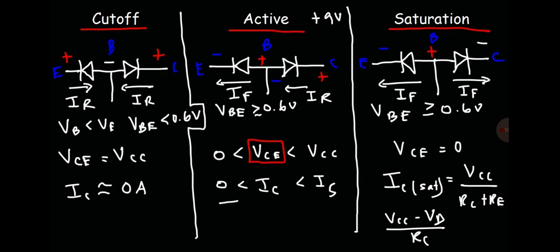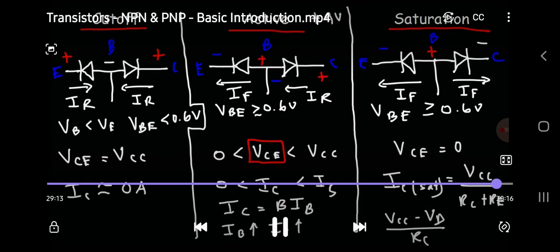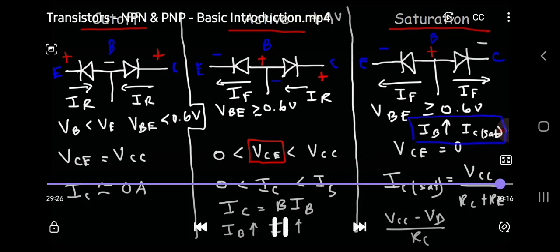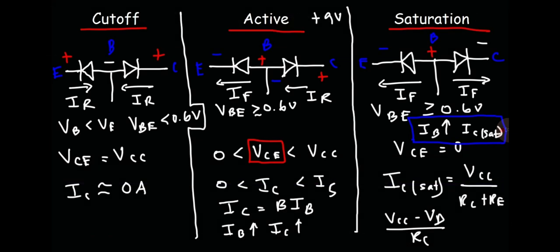Now, in the active region, IC can be calculated by using this formula, beta times IB. This means that as the base current increases, IC will increase proportionally. In the saturation region, if you increase the base current, IC will not change. It'll be at its maximum value. So that's how you know if you're in the saturation region. If you're increasing the base current by decreasing RB, and if you realize that IC is not going up, then the transistor is operating in the saturation region.